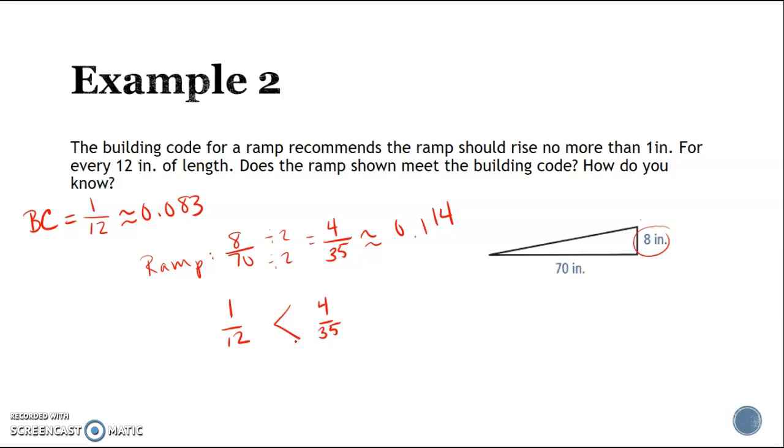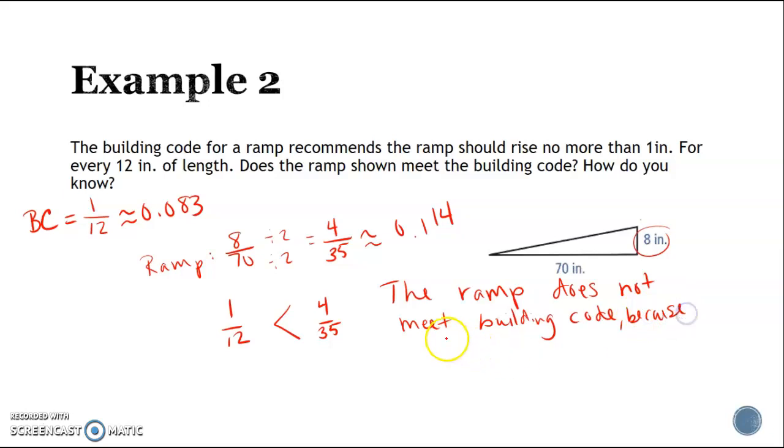So the ramp does not meet building code. And we know this because 4/35 is greater than 1/12. And that is how we can compare slopes. It is perfectly fine to compare their decimals. That's the easiest way.